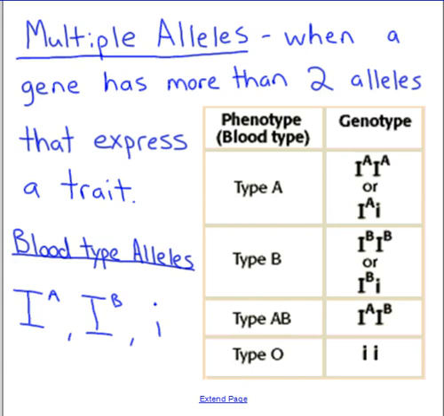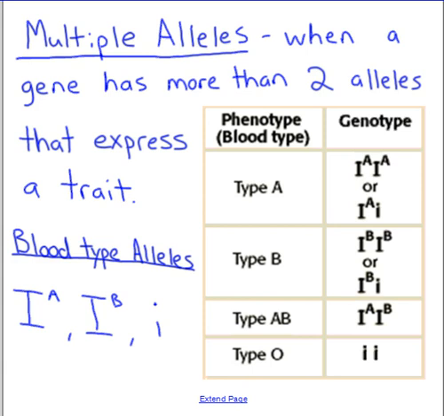So, multiple alleles is when a gene has more than two alleles that express a trait. So what you've been seeing this whole entire time is big T, little t, big S, little s. Even in the last video, incomplete dominance, you saw R and W, but there were only two letters. Okay, big or small or two different letters. Now there are at least three letters.